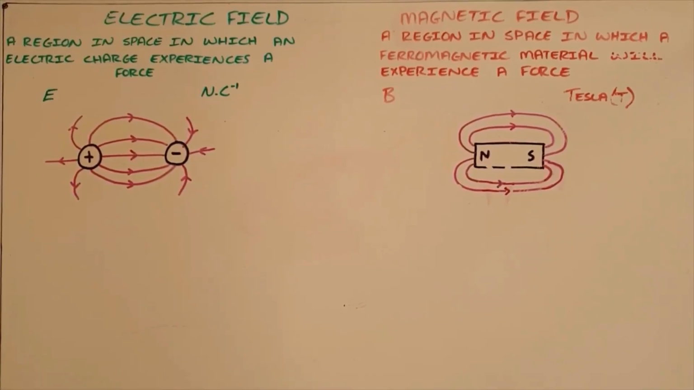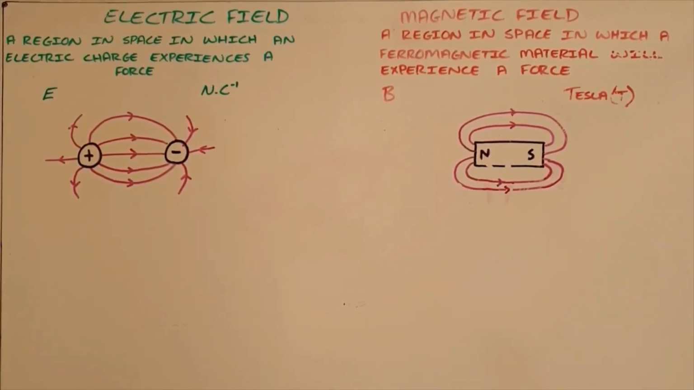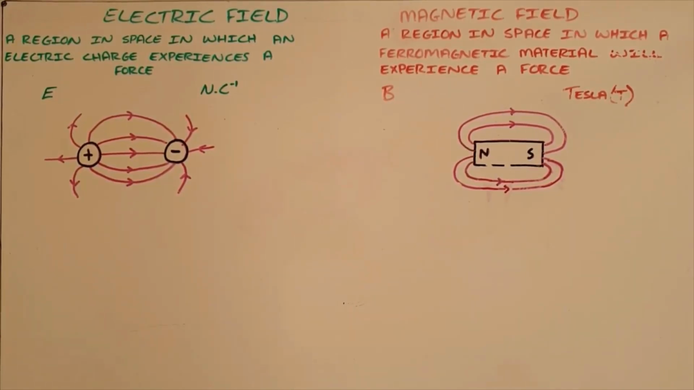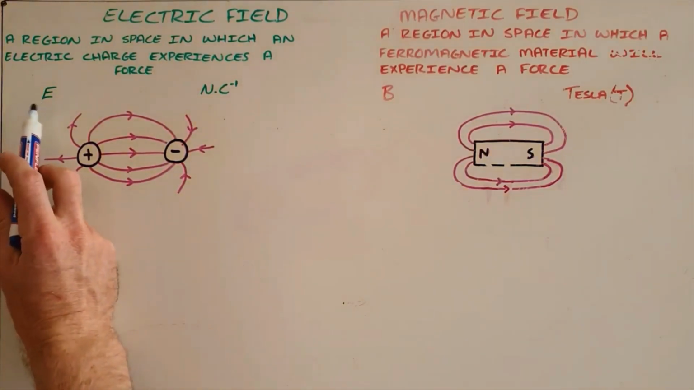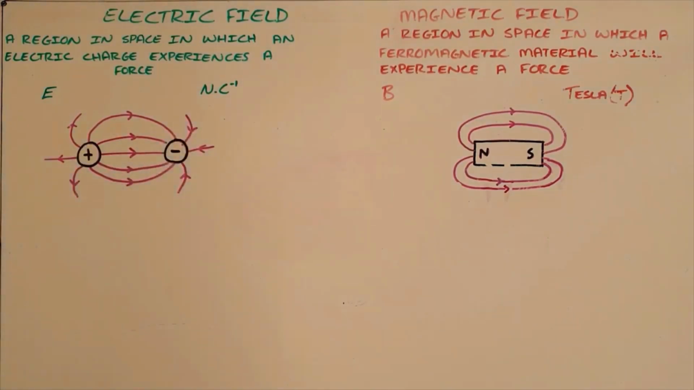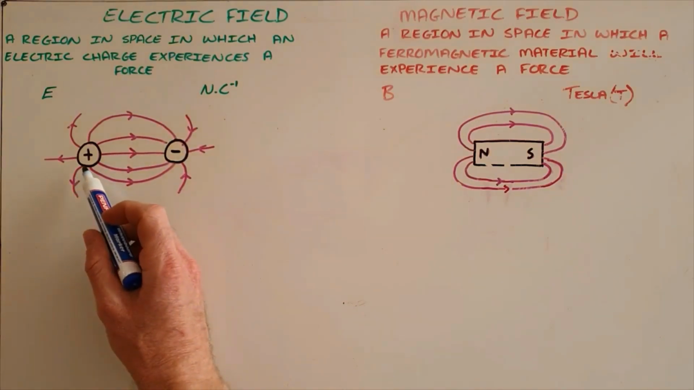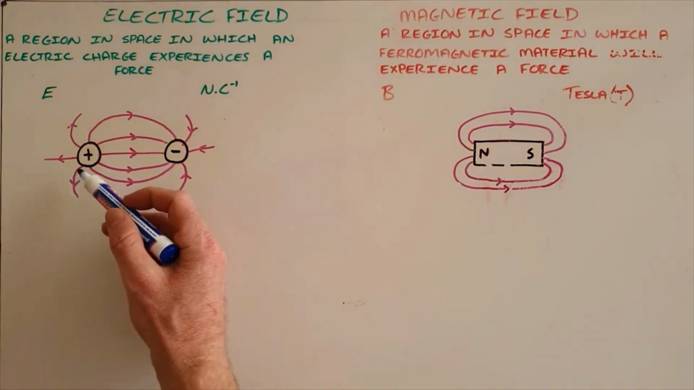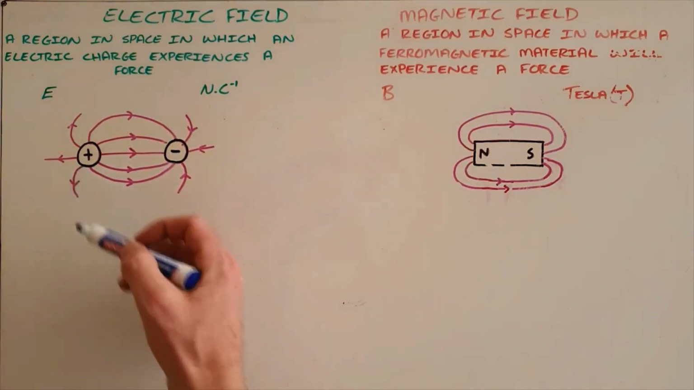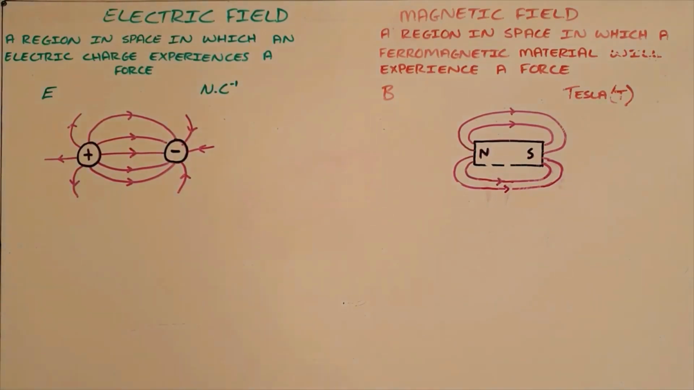We have learnt about electric fields and magnetic fields in isolation, where an electric field is a region in space in which an electric charge experiences a force. It has the symbol uppercase letter E, it's measured in newtons per coulomb, and electric field lines are always drawn or directed from the positive charge towards the negative charge.